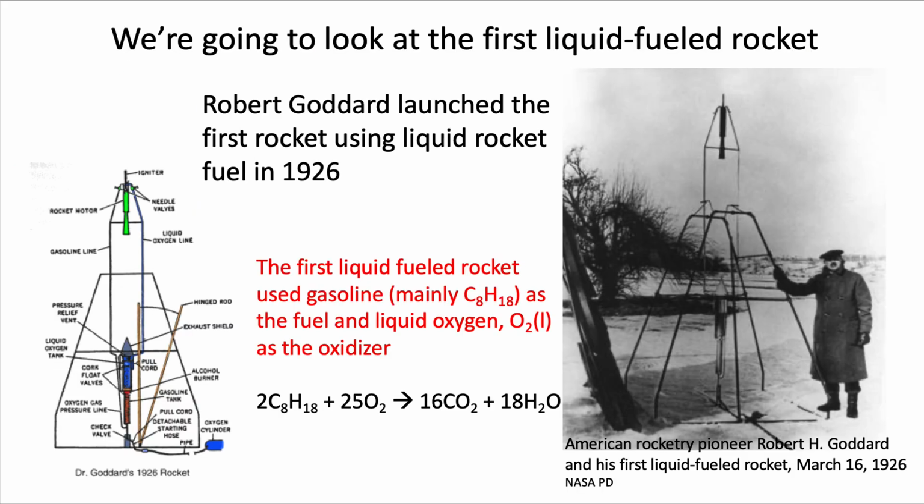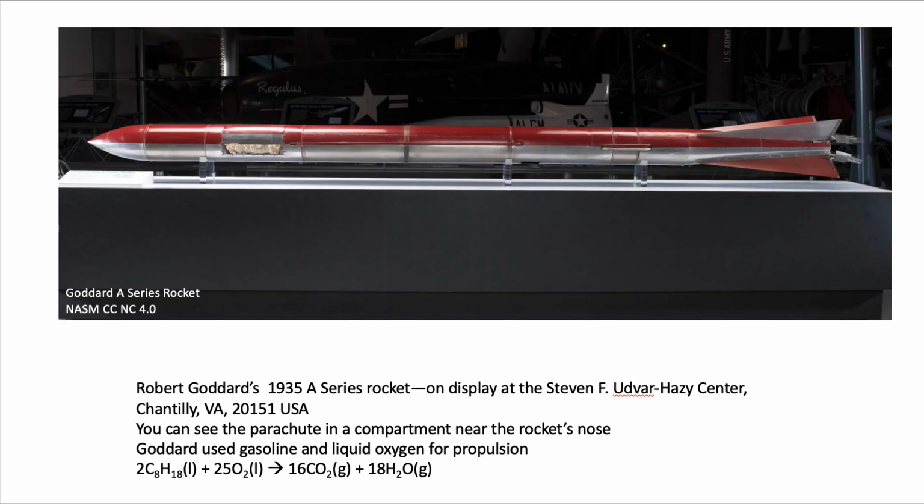And if we're going to look at the first liquid-fuelled rocket, 1926, Robert Goddard designed and flew it. This actually used gasoline and liquid oxygen as the oxidizer and flew in Massachusetts in March 1926. And you've got the equation there, which is really quite chunky for some of the equations that we see in terms of numbers of molecules. And I'm not going to ask you to draw all of those out, but you can if you like the practice. Another of his rockets, the A series, again used gasoline and liquid oxygen.